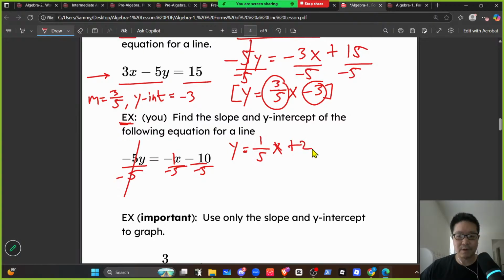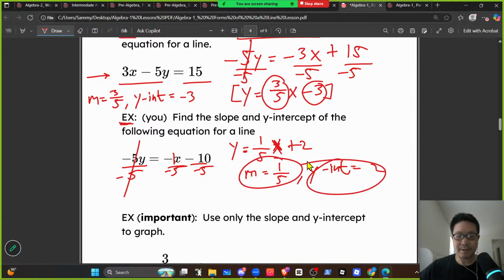+2. +2, good. And what is our slope? 1/5. Okay. And our y-intercept? 2. Good. All right. So that's our answer for that one. And let's try another one.